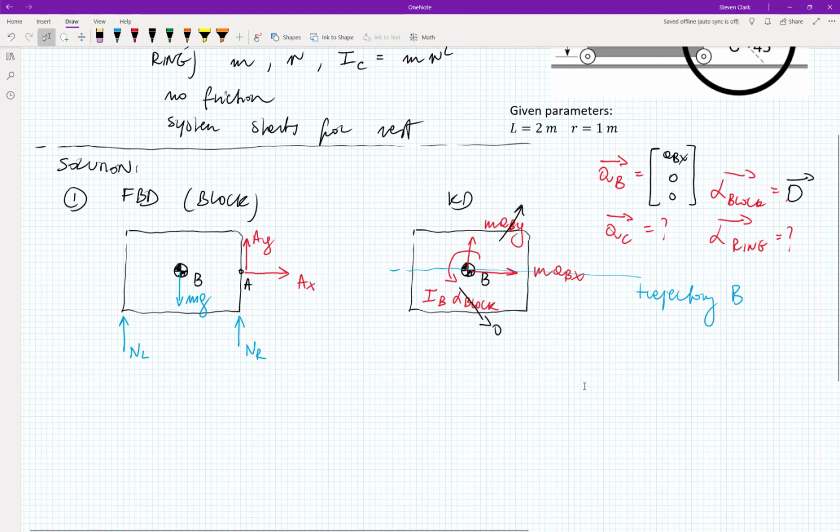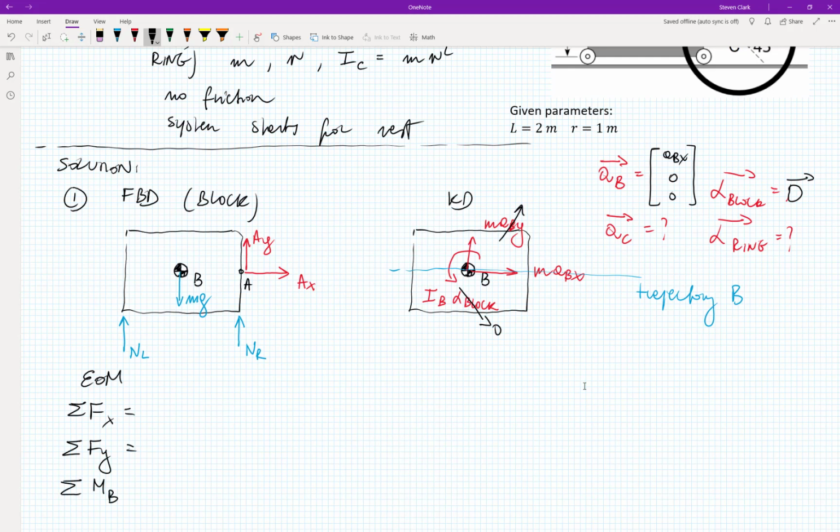Okay, guys, we are done with our FBD and KD. Now let's focus on our EOM. So we must do here the sum of forces in the X direction, the sum of forces in the Y direction, and the sum of moments about the center of mass. In this case, it's point B. And these are our positive directions. This one, and this one.